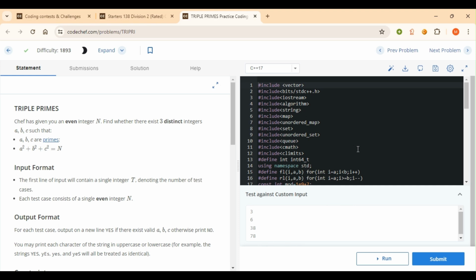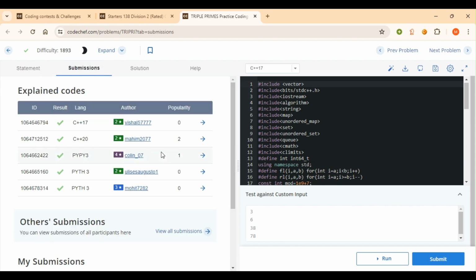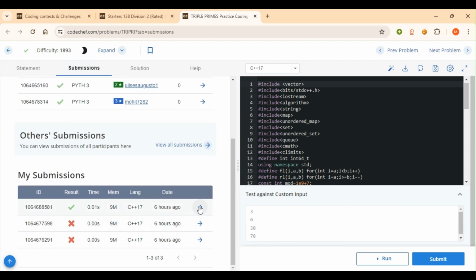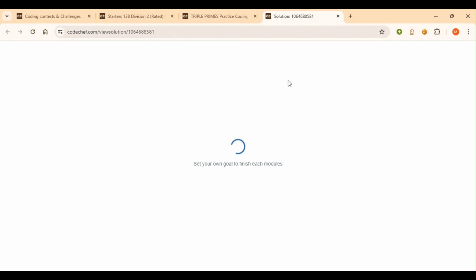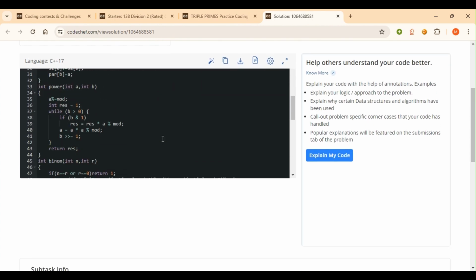So in my last video, I could not show you my solution code because the length of the video exceeded the limit of 30 minutes. So let me quickly walk you through my code. This was the code which I submitted in the contest.